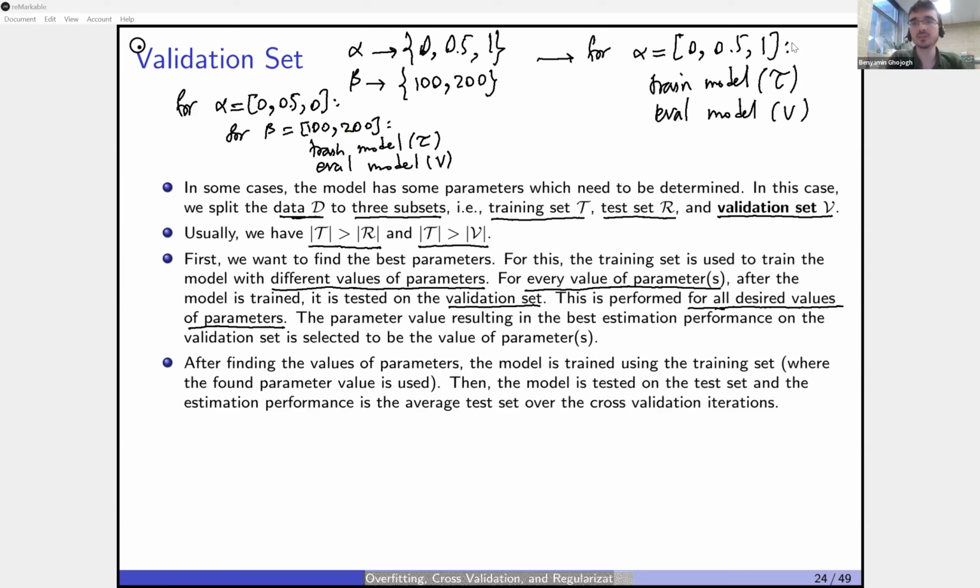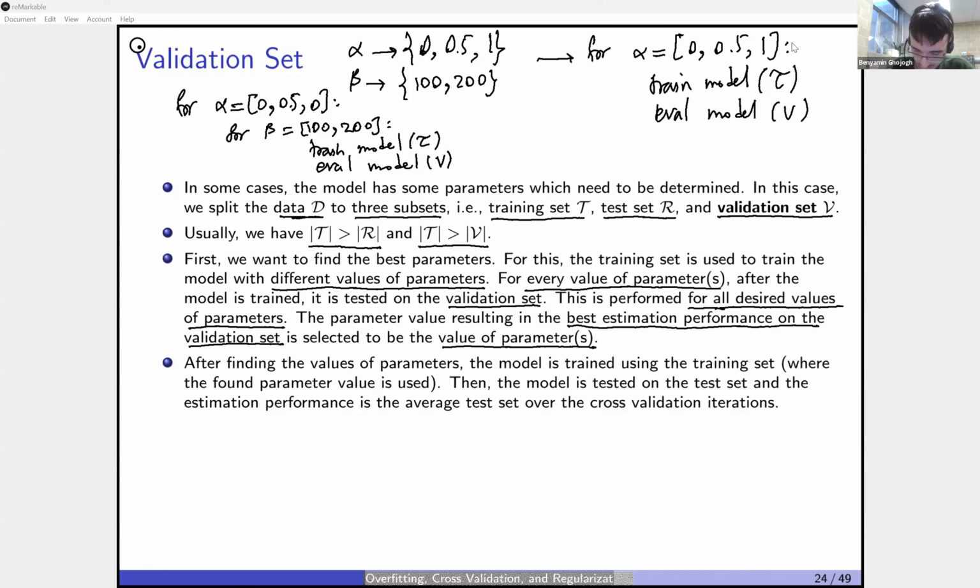After this, you will store all of the validation performances for each of these alpha and beta. And then after this nested loop, you will see for which alpha and beta you have the best performance on the validation set. And then you'll say, okay, I will choose that alpha and beta. So if you have several hyperparameters, you will have nested loops. Did you get it? So the parameter value or values resulting in the best estimation performance on the validation set is selected to be the value of those parameters.